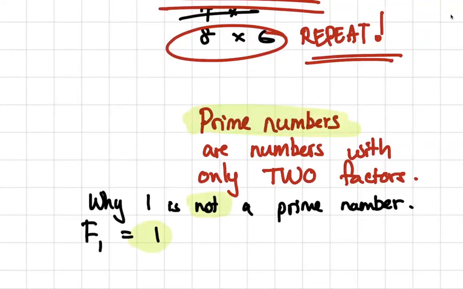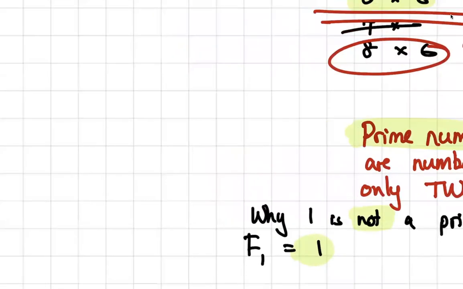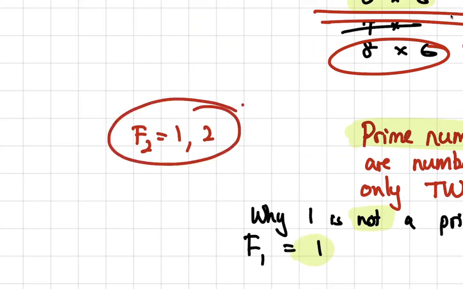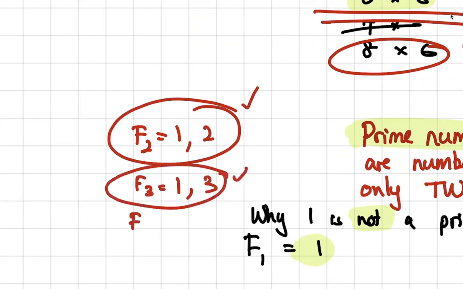Whereas, for example, factors of 2: 1, 2. So there are 2 numbers here. So 2 is a prime number. Factors of 3: 1, 3. Factors of 4: 1, 2, 4. So this is not a prime number.